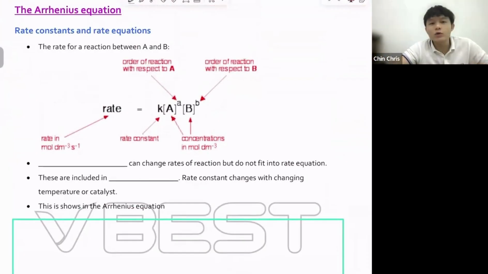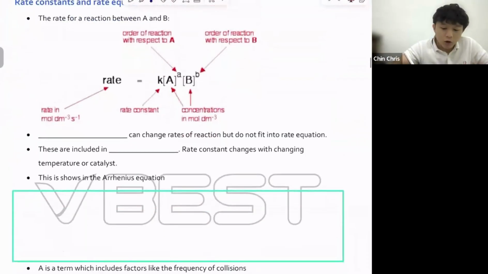Okay, so for the Arrhenius equation, the only thing that you need to know is to plot the graph. I know that this is my rate equation: rate equals k, concentration of A, concentration of B. When I increase the concentration of A, my rate increases, correct?